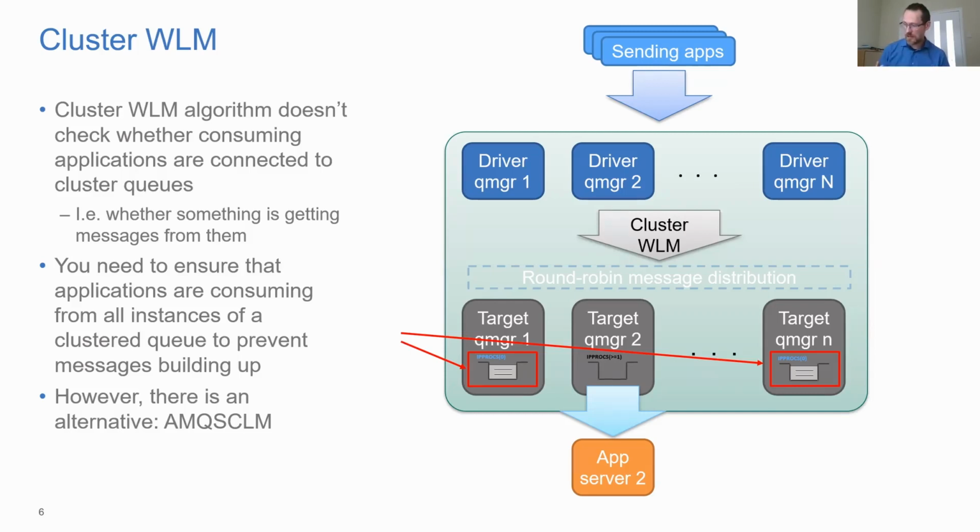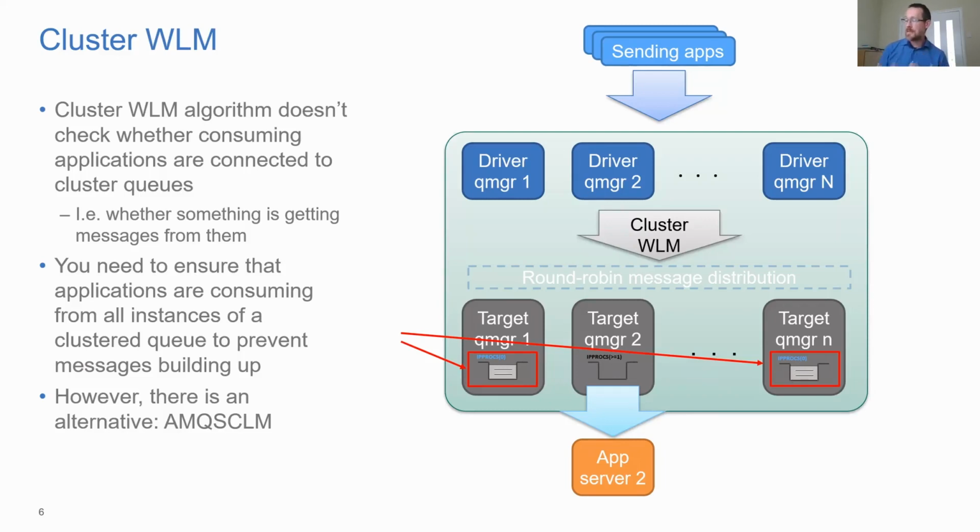So it's your responsibility to make sure that, in this case, we've got these target queue managers down the bottom, and a set of application queues, the highlighted things down the bottom. You need to have an app server sitting on this queue manager, and also queue manager 2, where there actually is an application server running. The problem with this picture is that there's nothing on target queue manager 1, and nothing consuming from target queue manager 2. So messages are now going to build up.